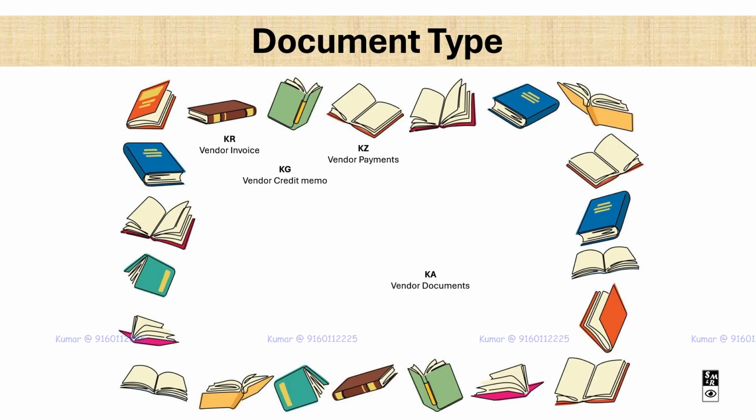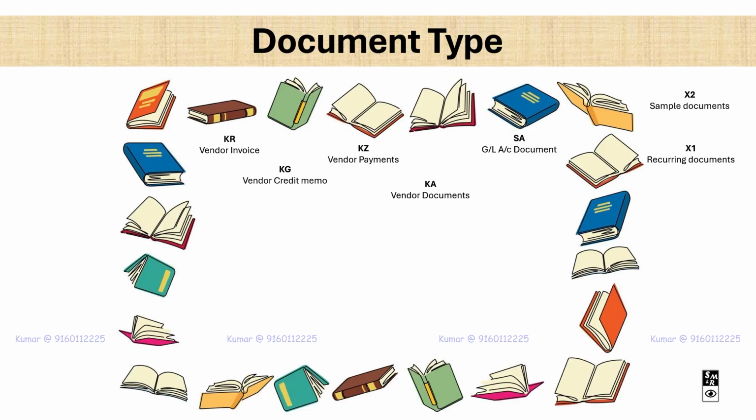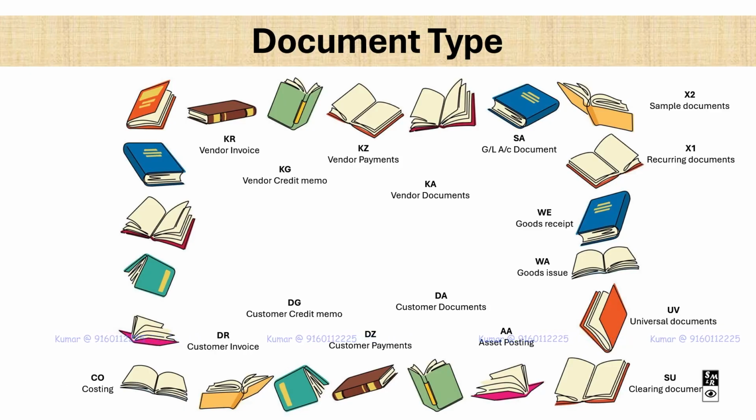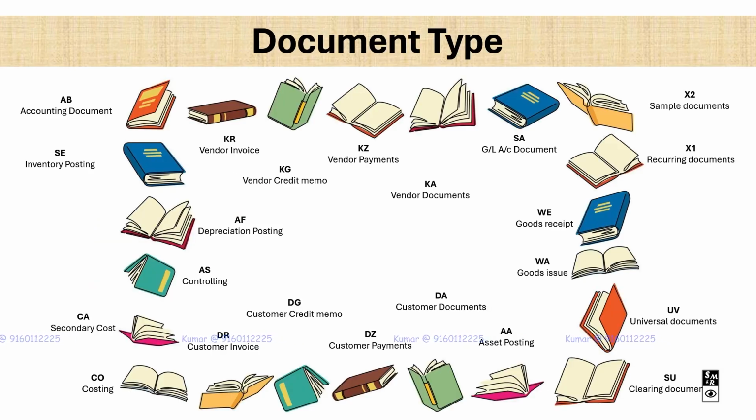KR, KG, KZ, KSA, X2, X1, WE, WA, UV, SU, AA, DA is for customer documents, DZ is for customer payments, document type DG is used for customer credit memo, DR for customer invoice, CO is for costing, CA is for secondary cost, controlling, depreciation postings, inventory posting, and accounting document. So like this, there are so many document types. Every document type has its own number range, and we need to create a number range interval for those document types also. This is all about document type, number range, and number range interval.